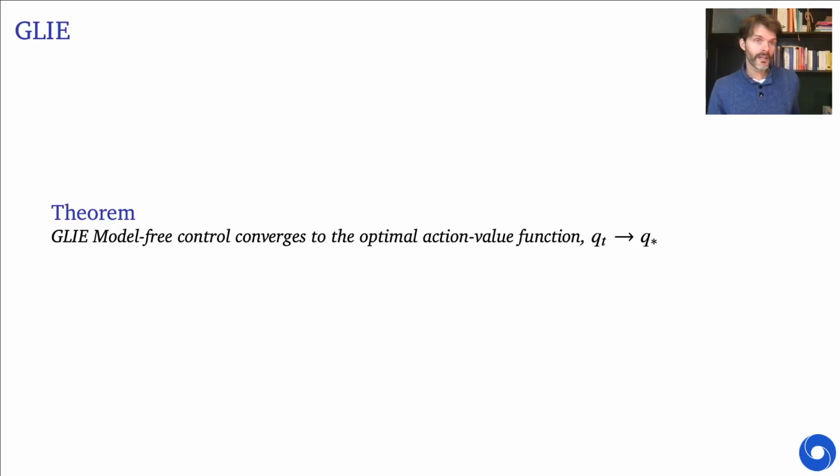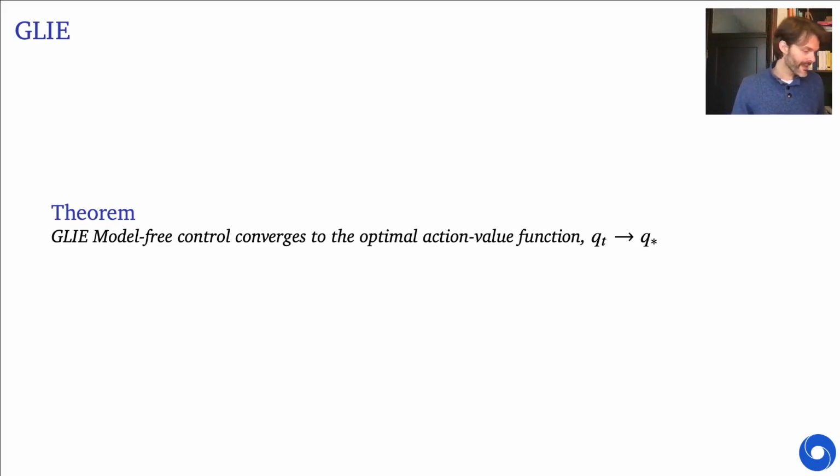So there's a theorem, and I'm not going to prove it here, I'm just going to state it, basically to reassure you that this is fine. If you have a greedy in the limit exploration policy, which also explores infinitely often, so a GLIE policy, then model-free control with Monte Carlo estimates converges to the optimal action value function in the limit. We'll see a variation of this shortly, which has also been proven, in which you can do this even with shorter evaluation phases.